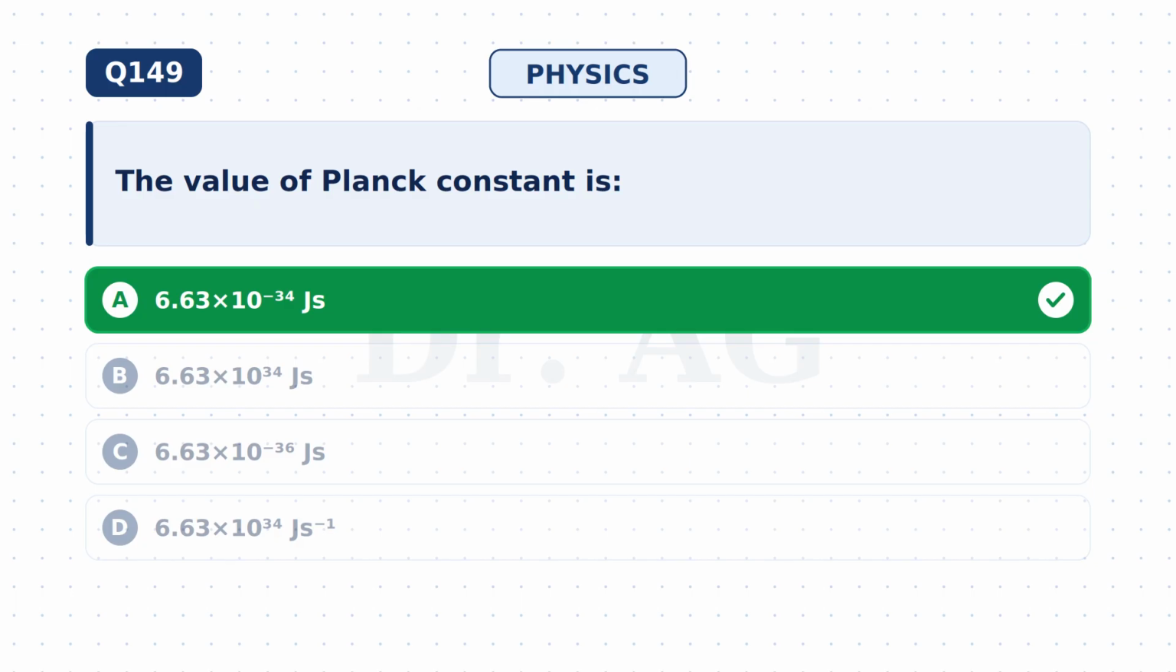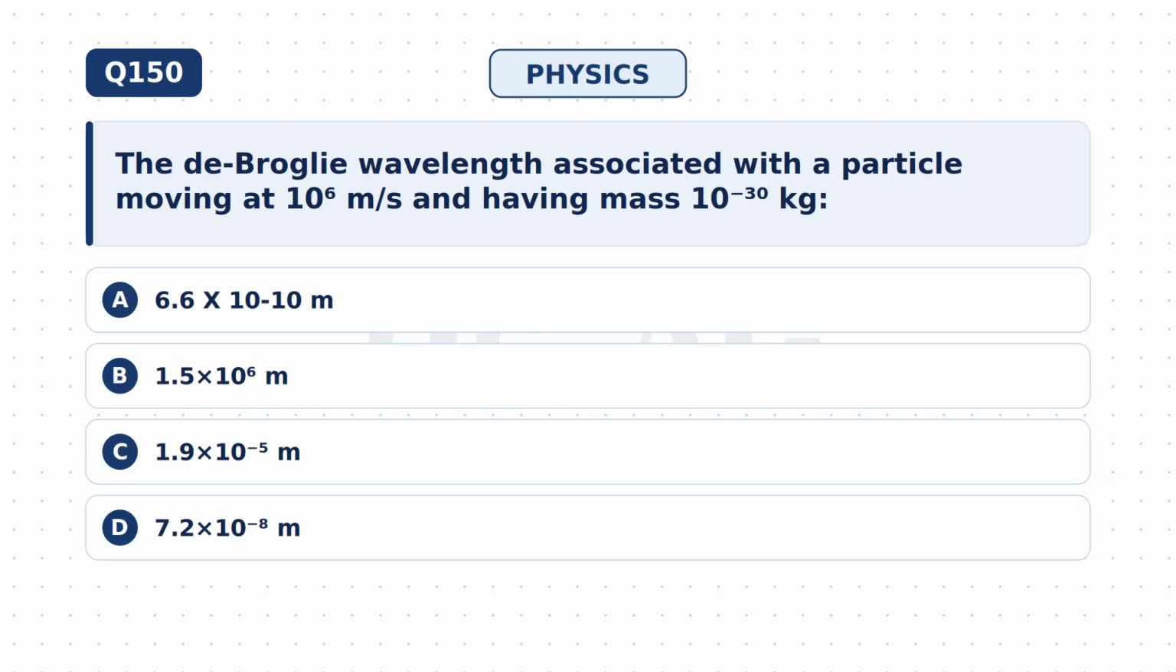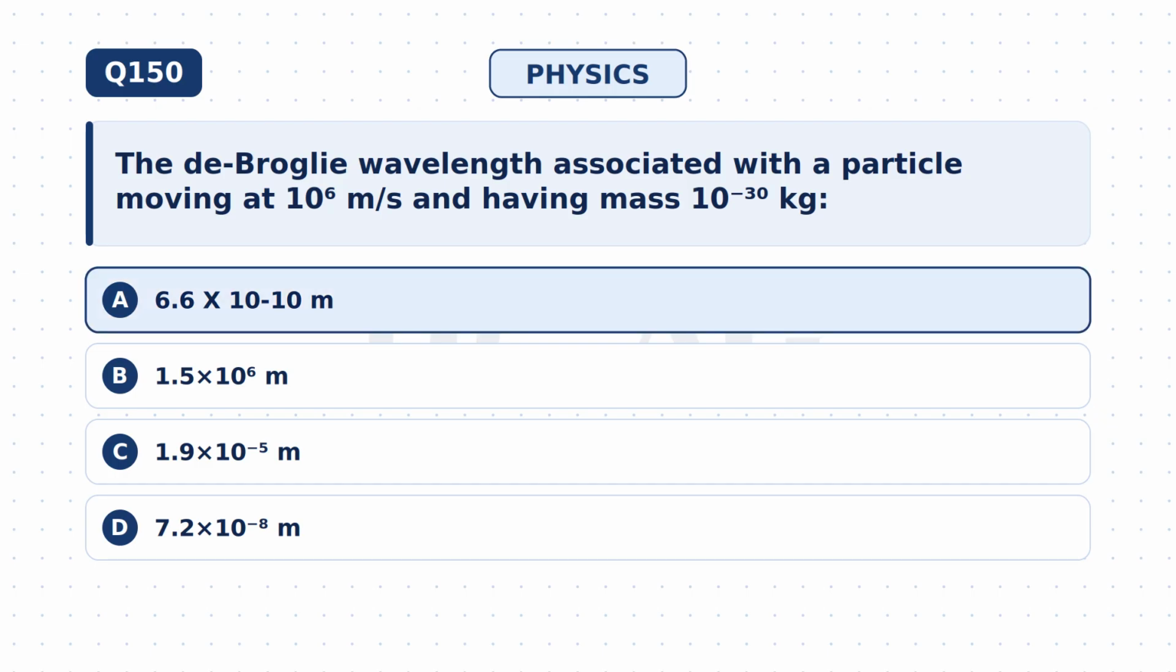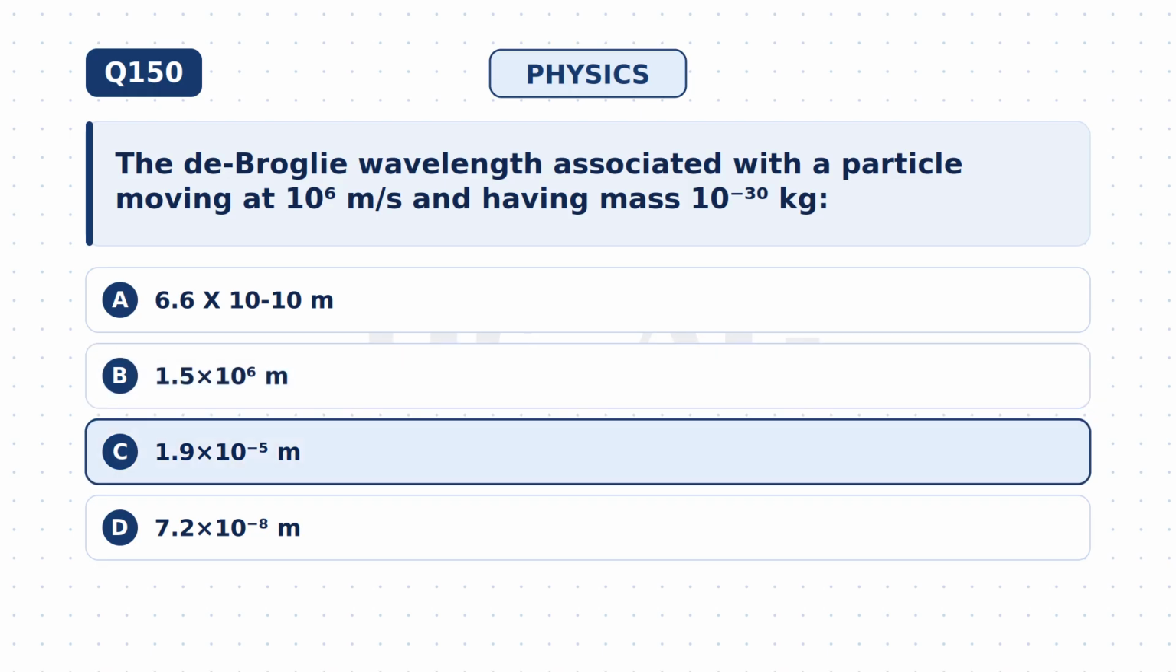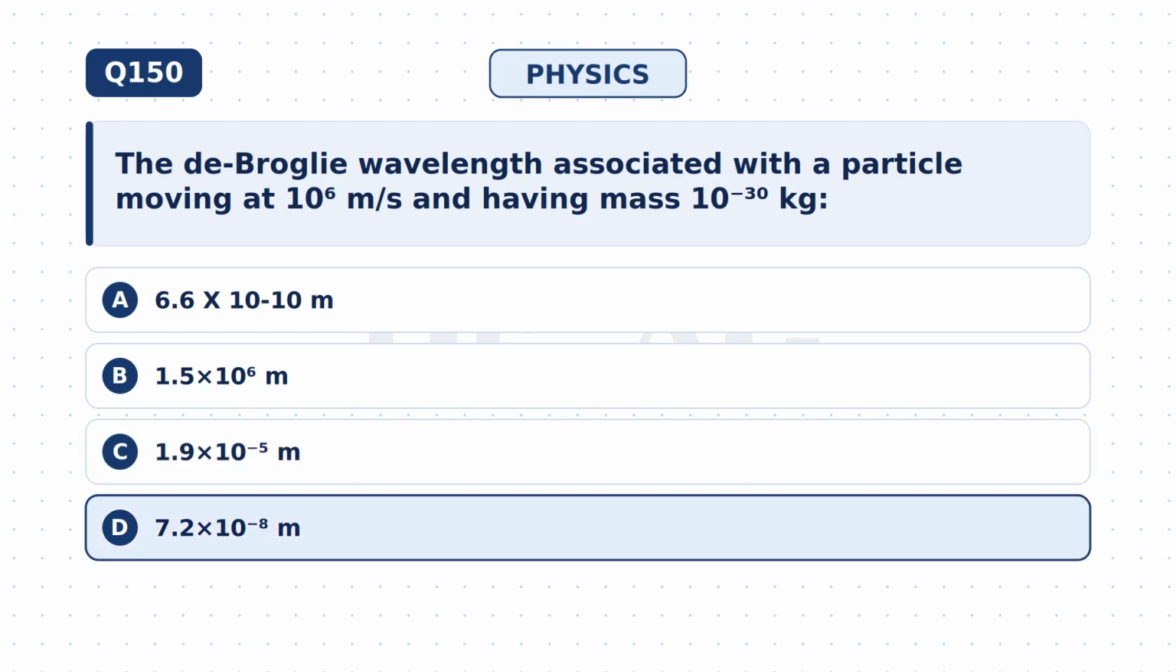The correct answer is A, 6.63 × 10^-34 Js. Question 150. The de Broglie wavelength associated with a particle moving at 10^6 meters per second and having mass 10^-30 kilograms. Option A, 6.6 × 10^-10 meters. Option B, 1.5 × 10^6 meters. Option C, 1.9 × 10^-5 meters. Option D, 7.2 × 10^-8 meters.